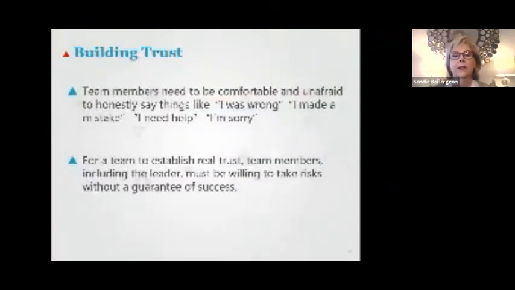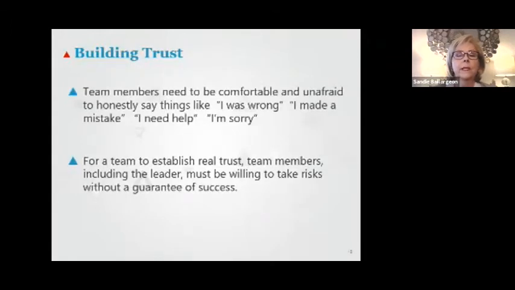So in that situation, no one is accepting accountability or responsibility for what happened with the customer. That's because they don't trust each other. Team members need to be comfortable and unafraid to honestly say things like, I was wrong, I made a mistake, or I need help. That gentleman's account was his responsibility to follow up on, but he was overwhelmed with too much work and was afraid to mention it, even though he was offered help from the leader.